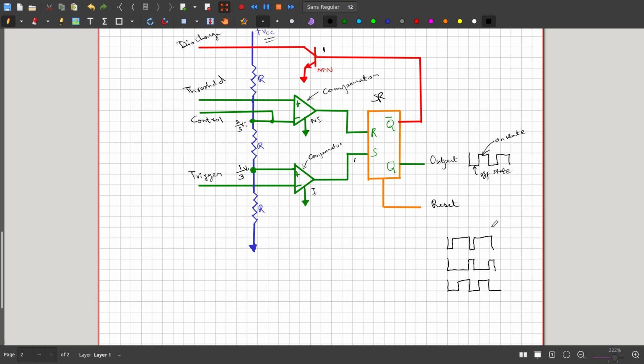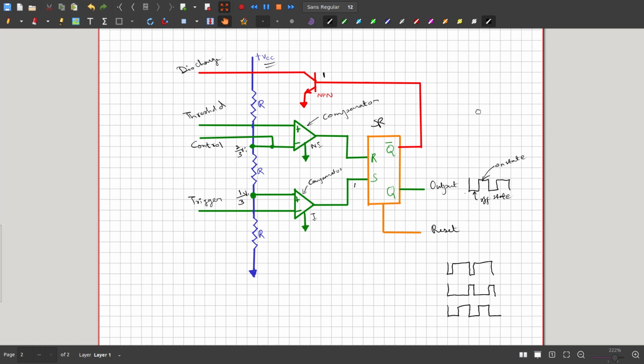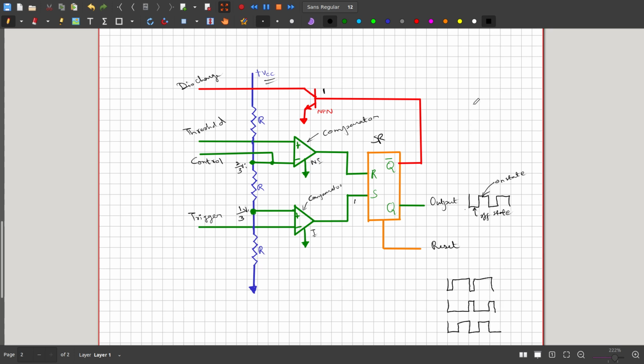So we can construct a multivibrator using a 555 timer, and the configuration is called an astable. It is not stable either in the off state or in the on state. It switches between the on and off state. That's the way it produces the square wave. So that is why it is called an astable multivibrator. For that circuit we need some external circuitry. Let me draw some of them.